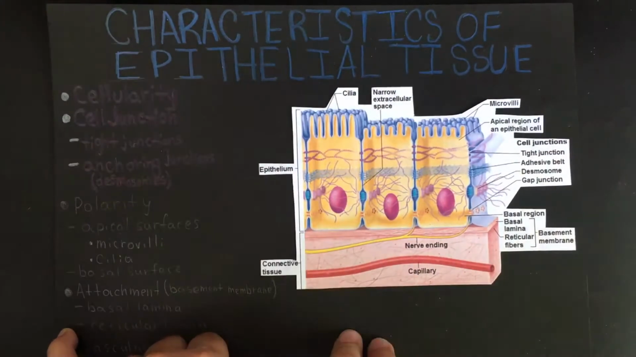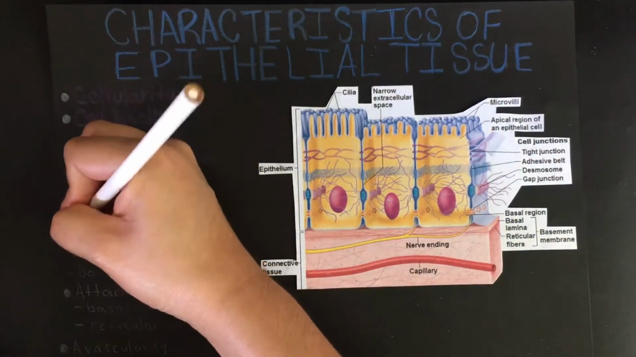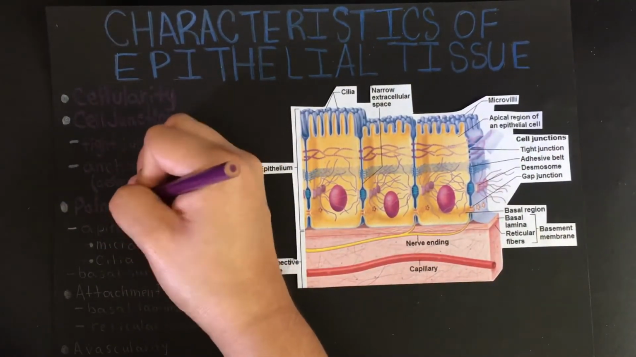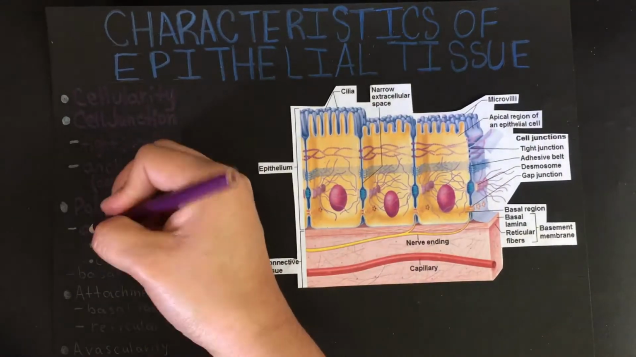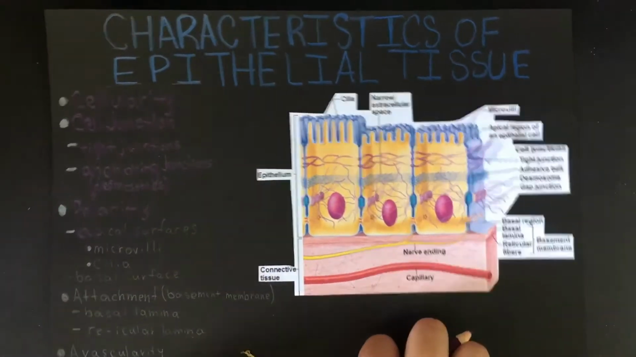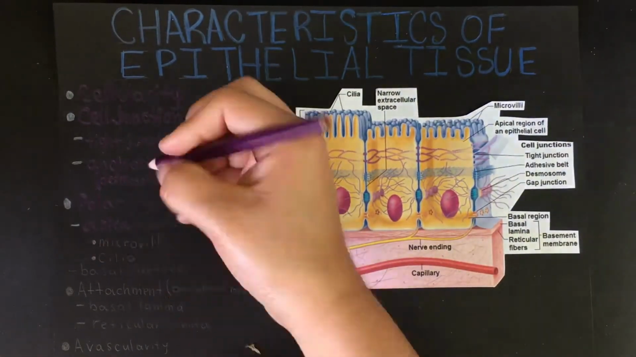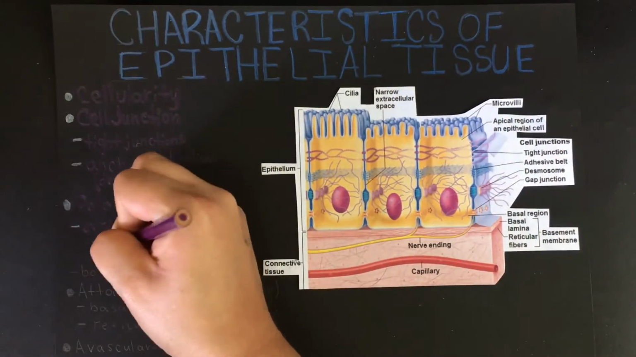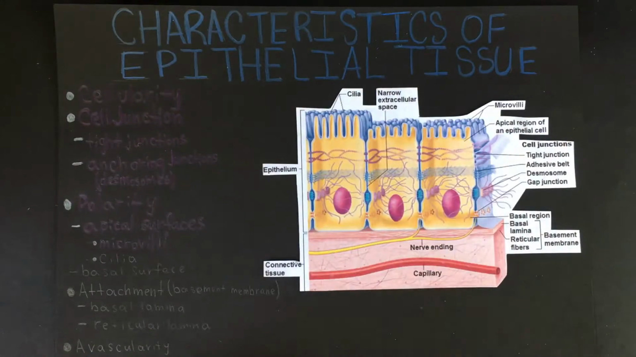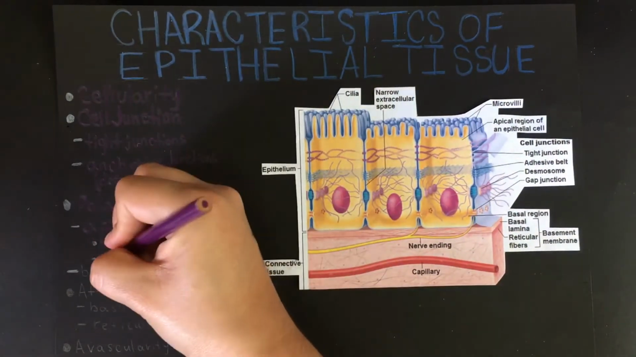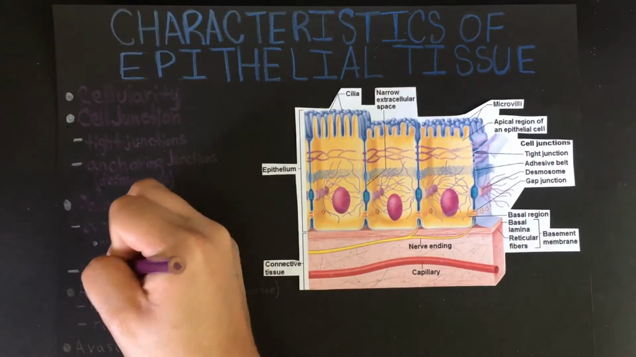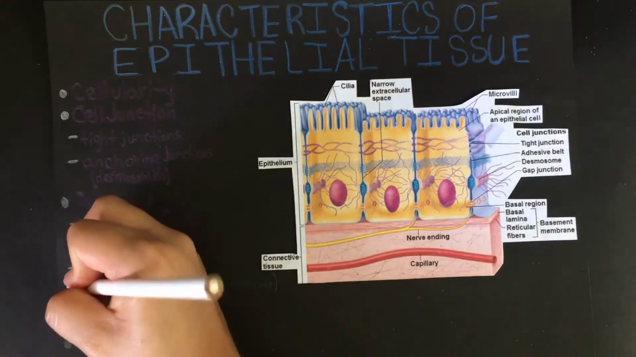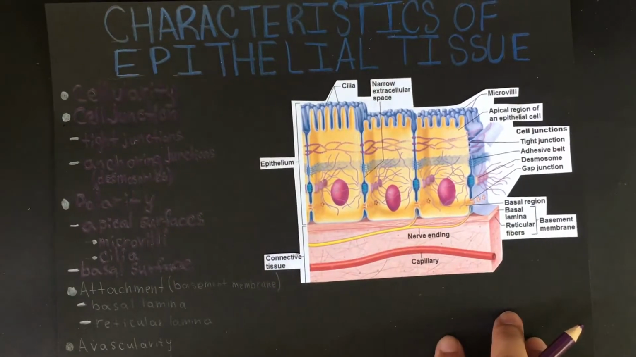Polarity: it has two sides. Apical surfaces, the free surfaces, are not connected to anything. Microvilli move back and forth and absorb stuff. Cilia move mucus. The basal surface is attached to an underlying tissue. Attachment, or the basement membrane, is the structure next to epithelial tissue.